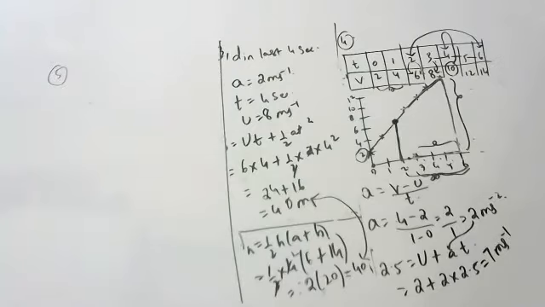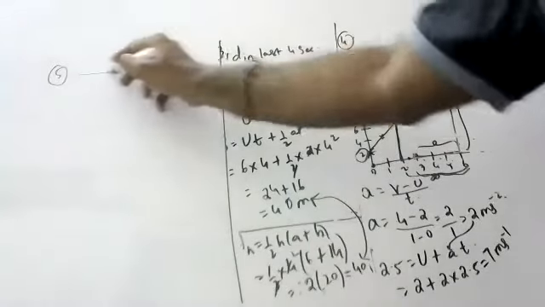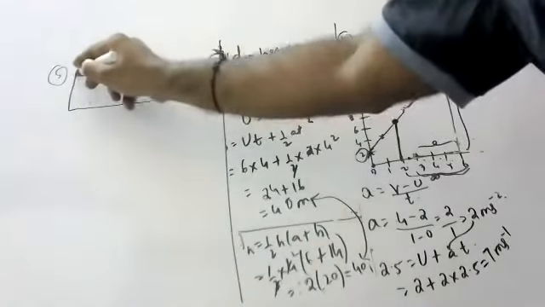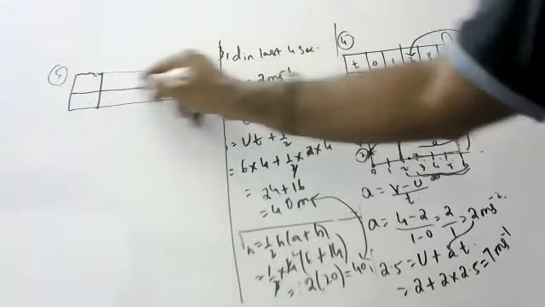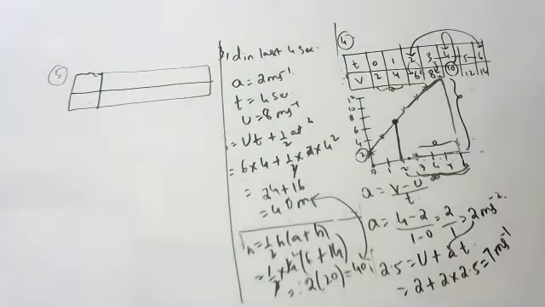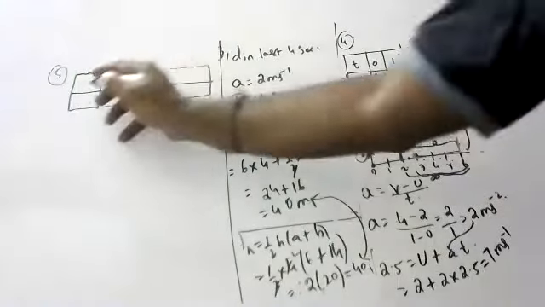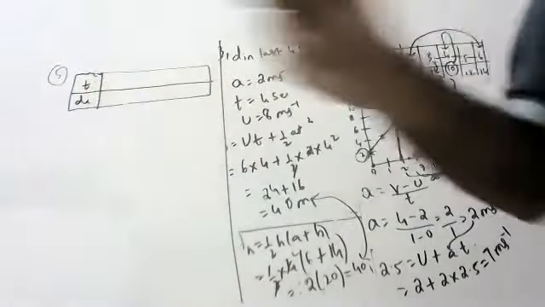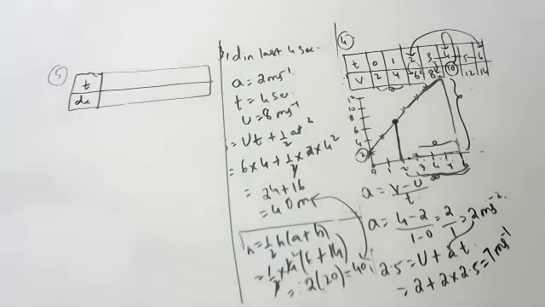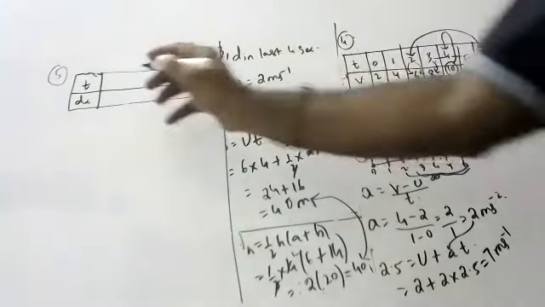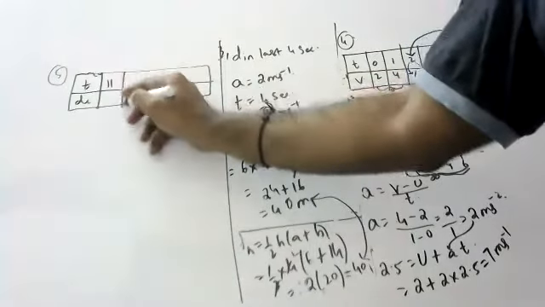Fifth question. So fifth question is there like this: time and distance. This time they give time and distance. Okay. So what is the time? At 11 o'clock, distance was 0.